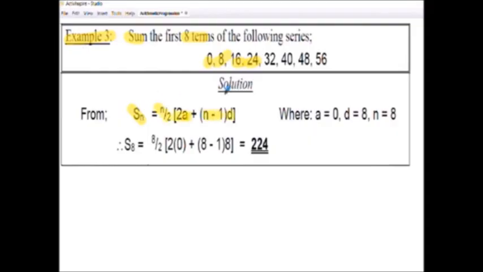Okay, so I must make sure of my BODMAS here when I do the calculations. Now looking at the AP given, I've got a is equal to 0, the first term, d is equal to 8, the common difference between each term is 8, and the number of terms I'm summating, in this case little n, is equal to 8. All I do now is put those values into the equation, so S8, summing the first 8 terms in this case, gives me 224.